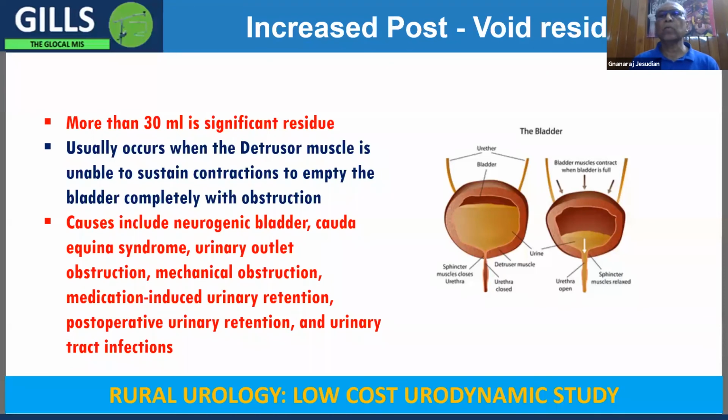And then what about post-void residue? Normally we said up to 30 ml is the acceptable limit, but when it's more than 30 ml, it is significant. This happens because if there is a bladder outflow obstruction, the bladder muscle has to work much harder to pump out all the urine. And when the muscles get tired, they're not able to do so completely, so there is leftover urine. And in many of the neurological conditions, again, they have weakness of the muscles, and due to a variety of causes, they can also have a high post-void residue.